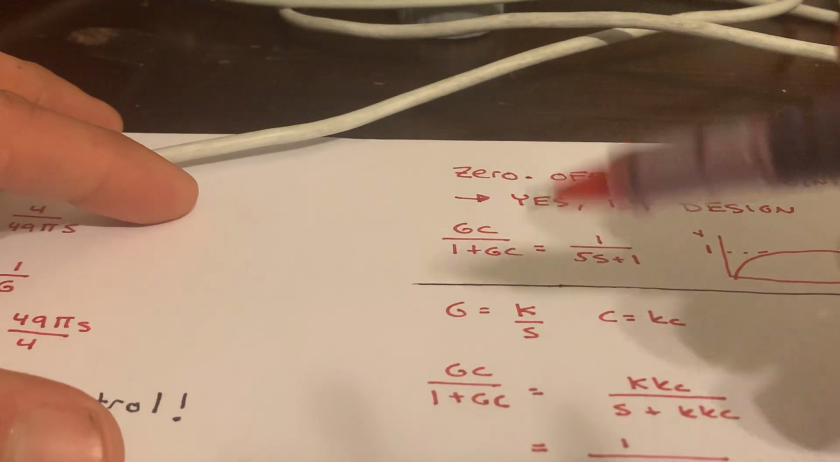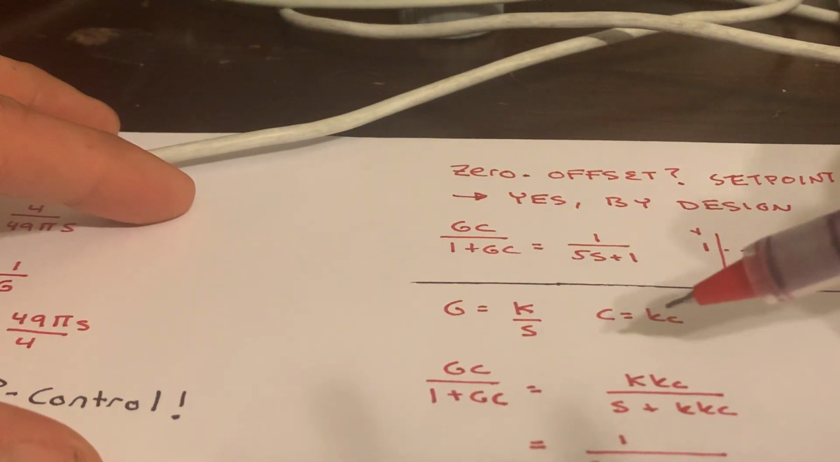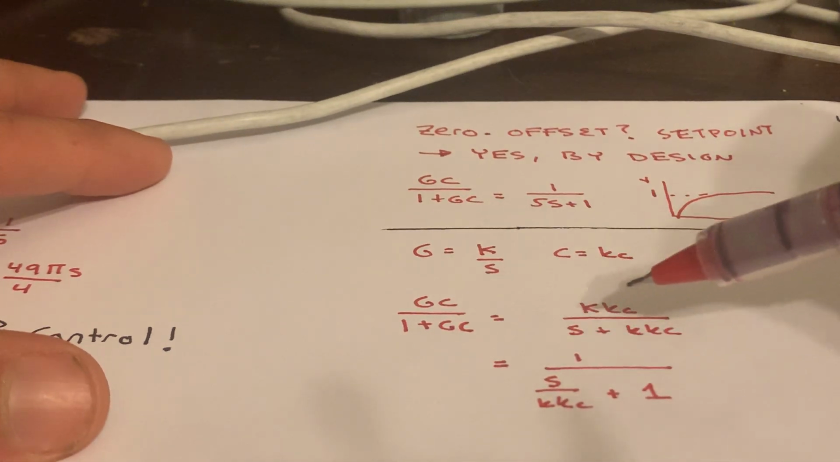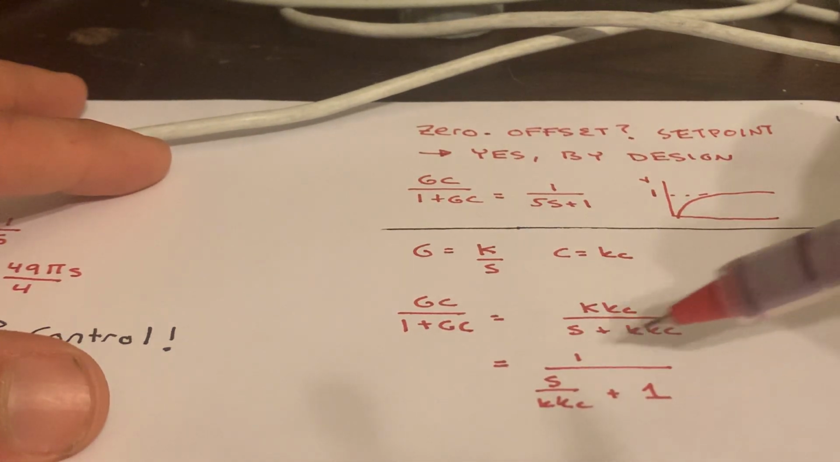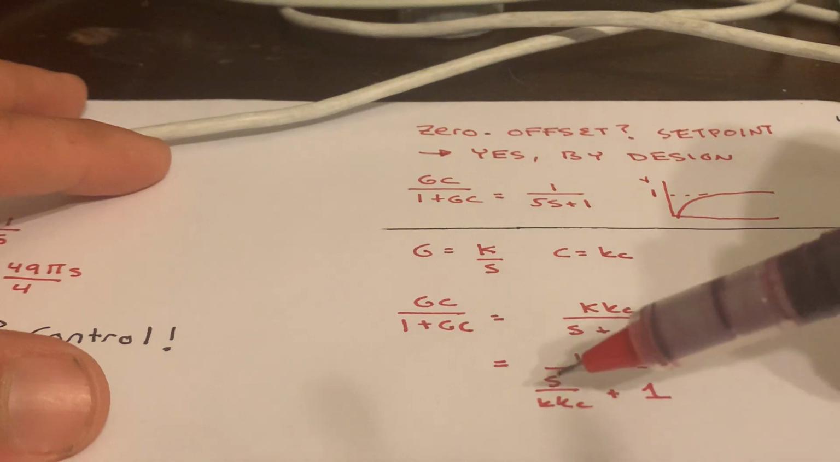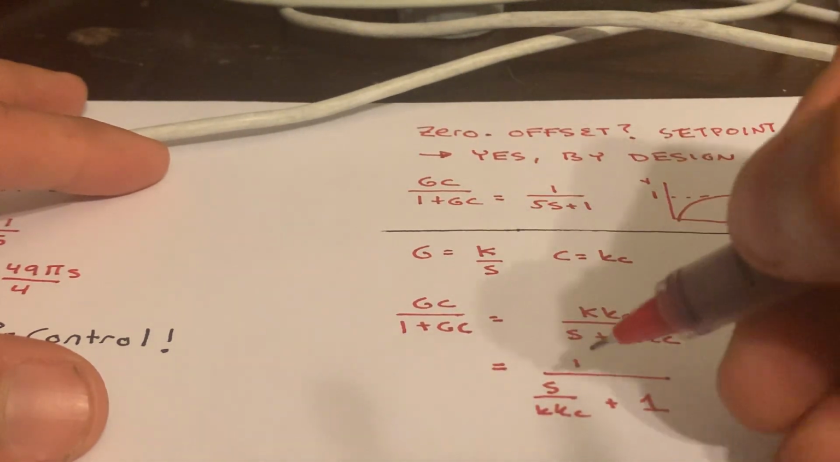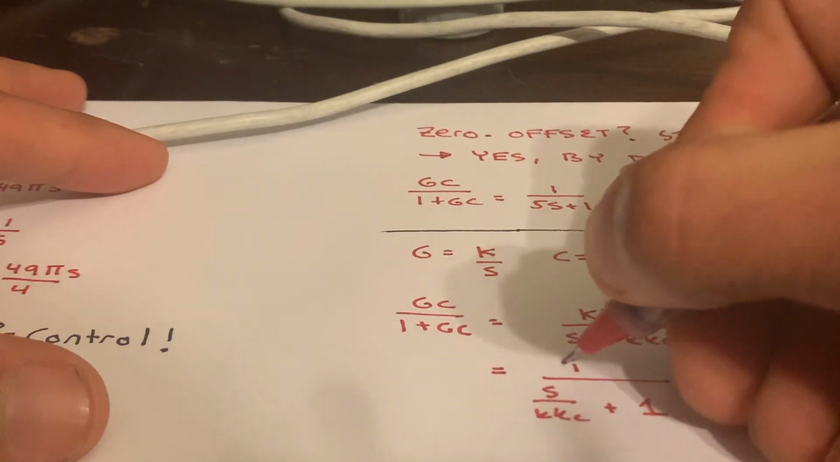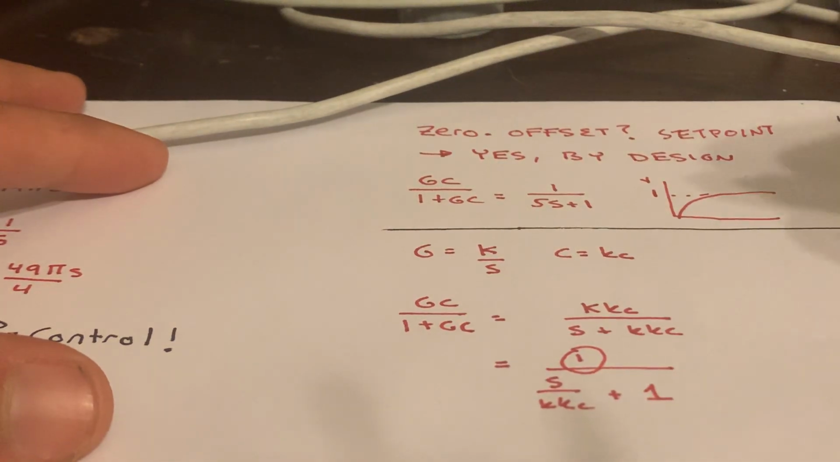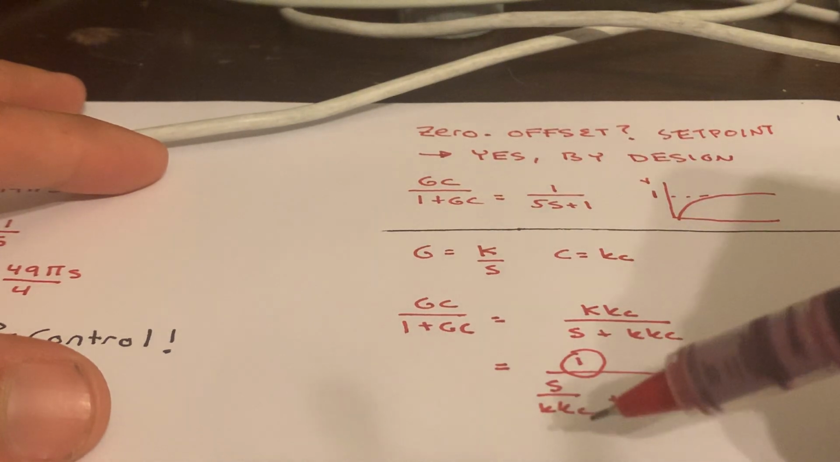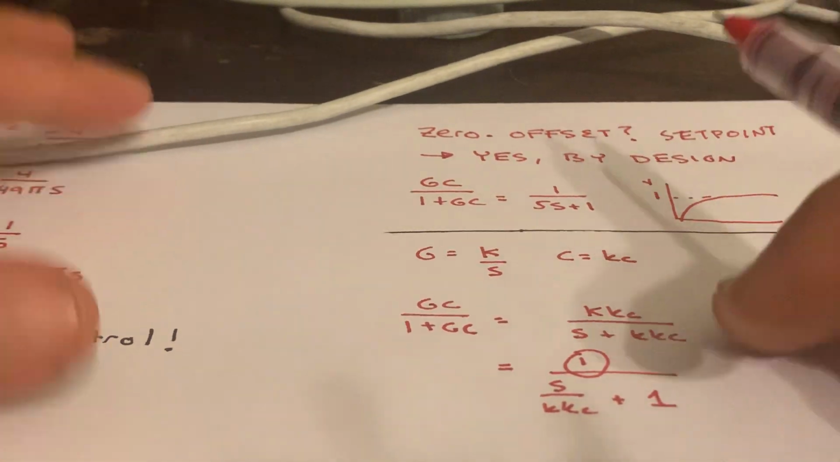And in general, for an integrating process and a proportional controller, GC over 1 plus GC gives you K Kc over s plus K Kc, or the other way you can rearrange it is 1 over (s over K Kc plus 1). Again, our gain is 1, so we're always going to be offset free with proportional control. But that's offset free in the case of a set point response.